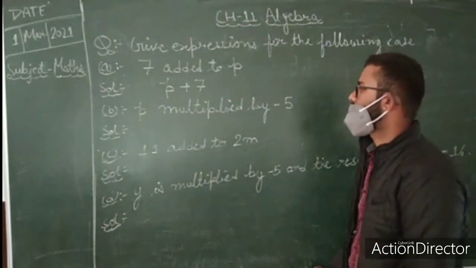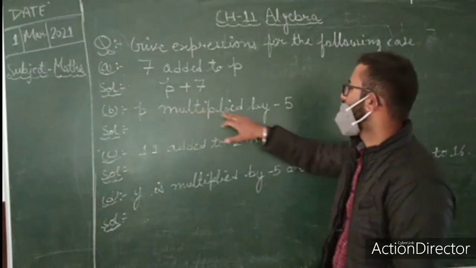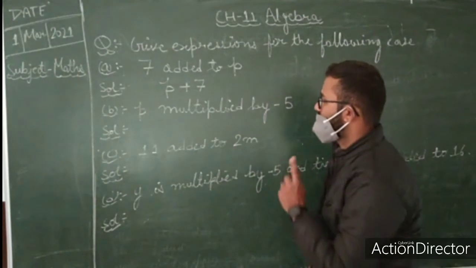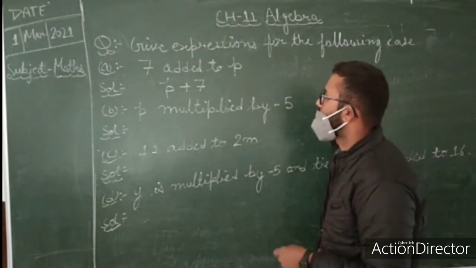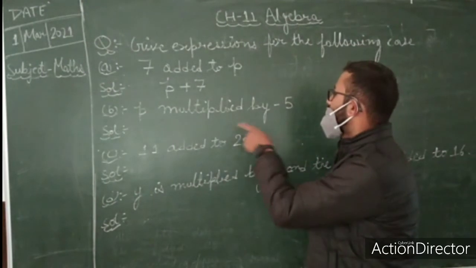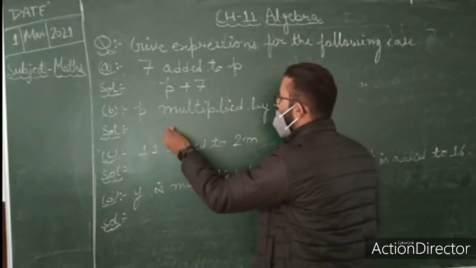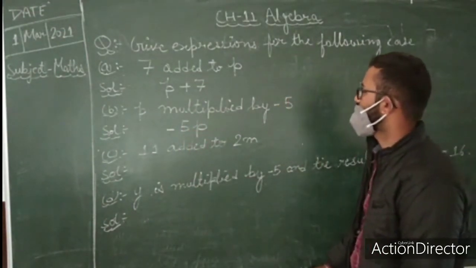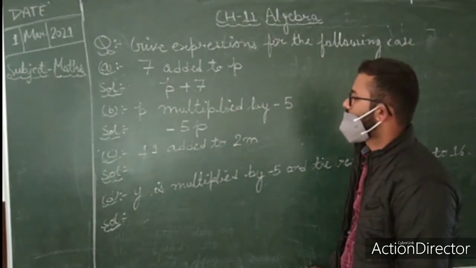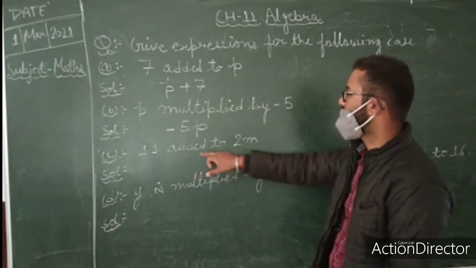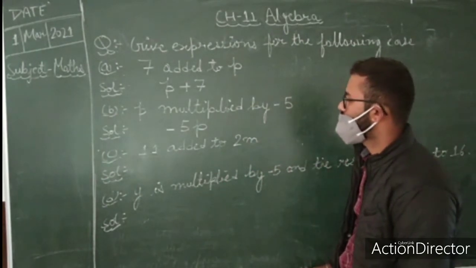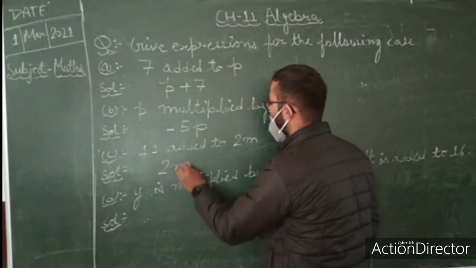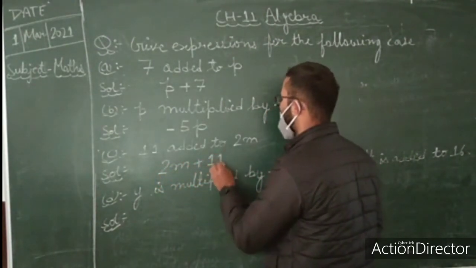Now example number b. P multiplied by minus 5. So here there are two methods. First, we write it in a product form like minus 5 multiplied by p, and we can directly write minus 5p. Now see, 11 added to 2m. So here 11 is added with 2m, so we write 2m plus 11.